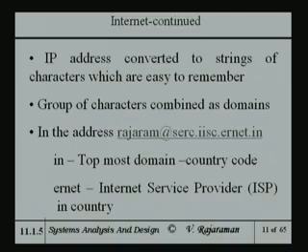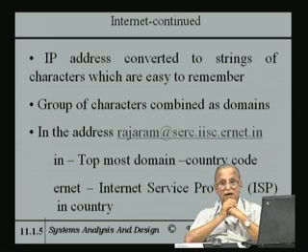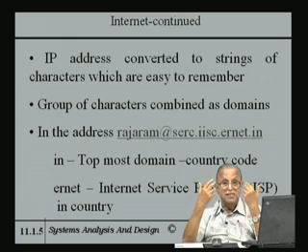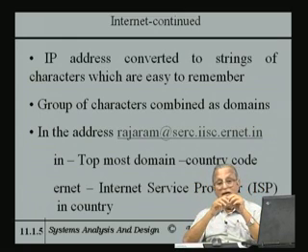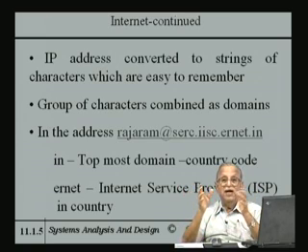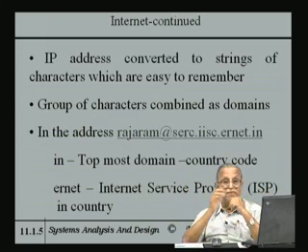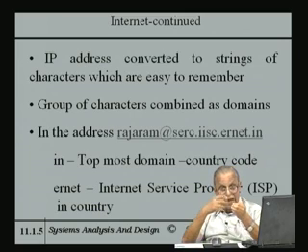IP addresses, of course, are numeric strings, and they're converted to strings of characters, which are easy to remember. Because as far as we are concerned, it is difficult for us to remember something like a cell phone number, with so many digits, 10 digits you have to remember. If you have 16 digits to remember, it's always very difficult. And so you combine them into understandable groups.